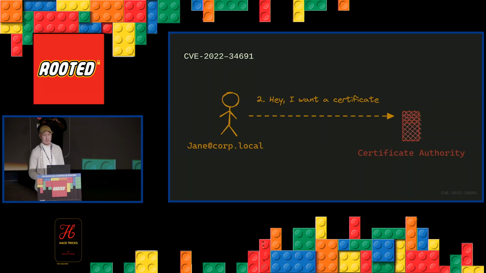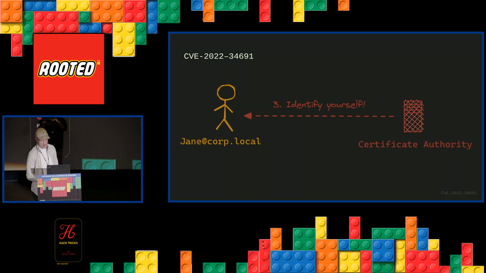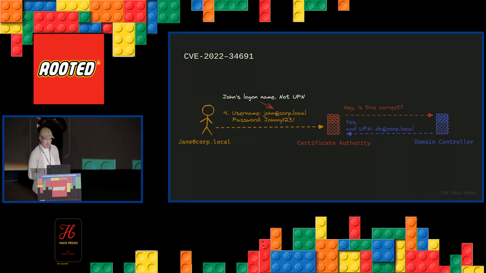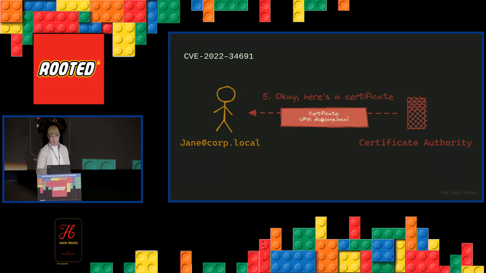Then Jane goes to the certificate authority, says, I want a certificate, identify yourself. And then Jane knows John's credentials because she just changed them. So the username would be john@corp.local. This is the logon name, not the user principal name, which is a different attribute. And the password that you just chose, Johnny123. And again, the certificate authority will check up against the domain controller. And the domain controller says, yeah, and the UPN is dc@corp.local. And so we get the certificate with the user principal name dc@corp.local.